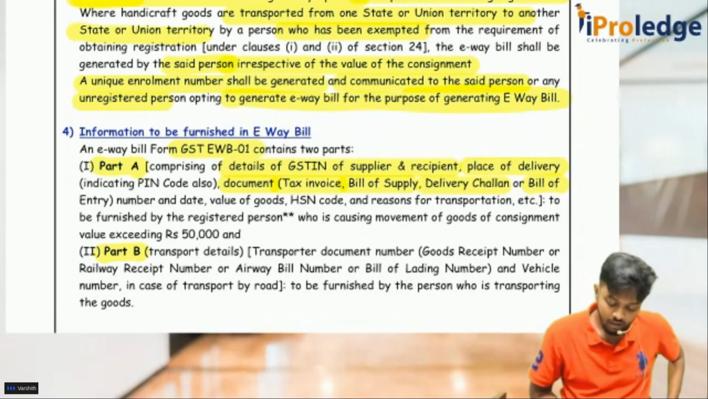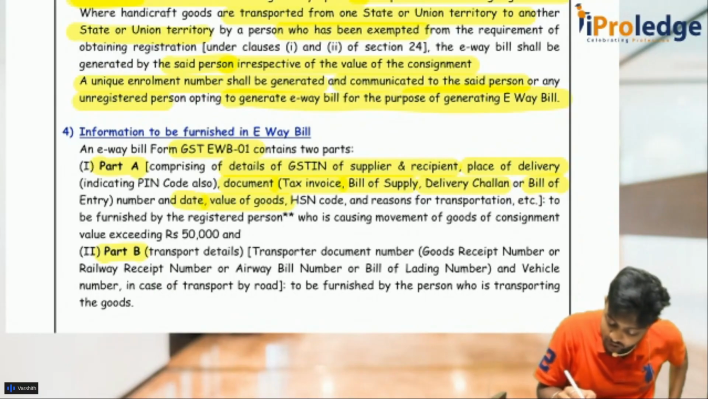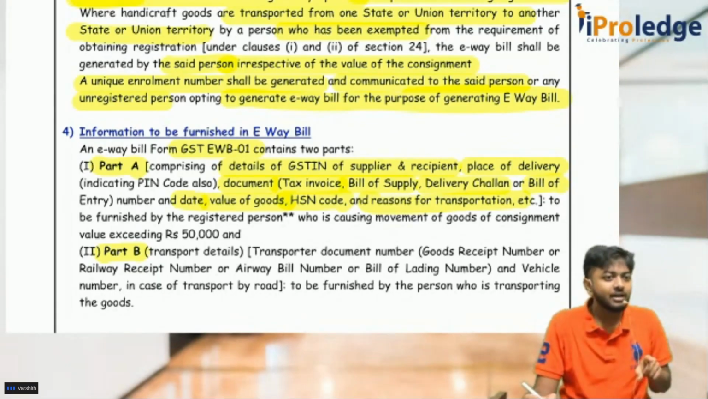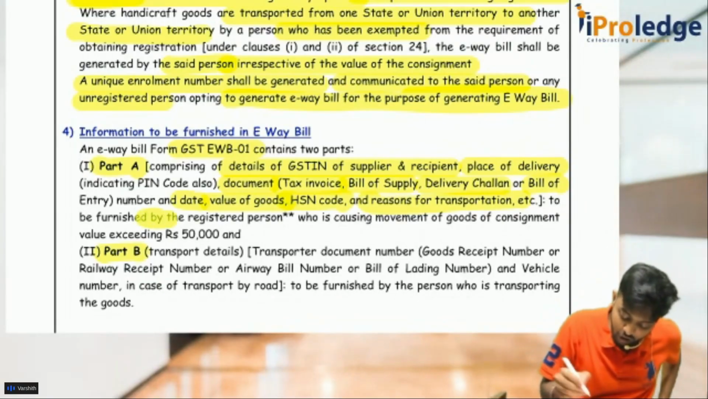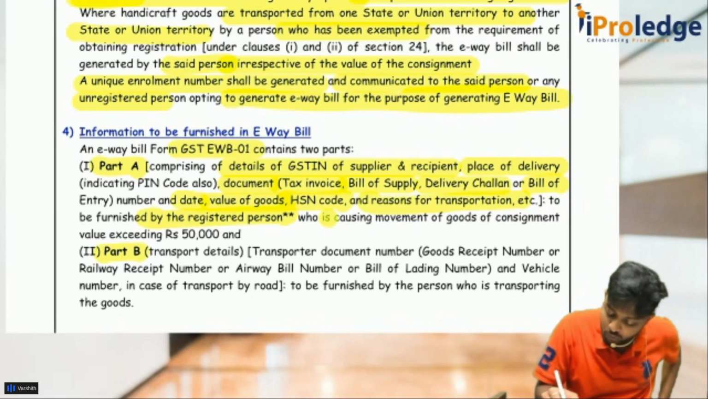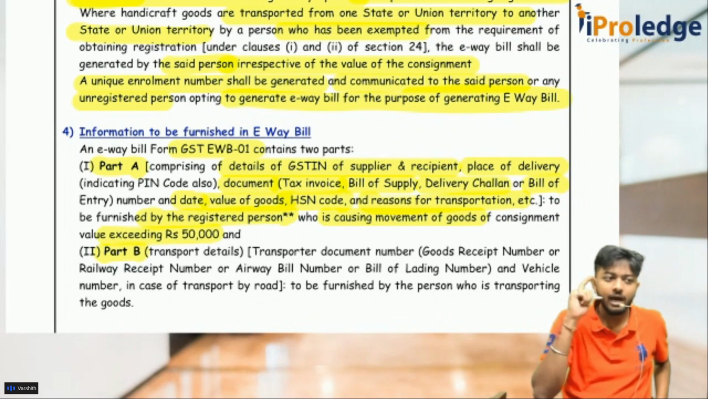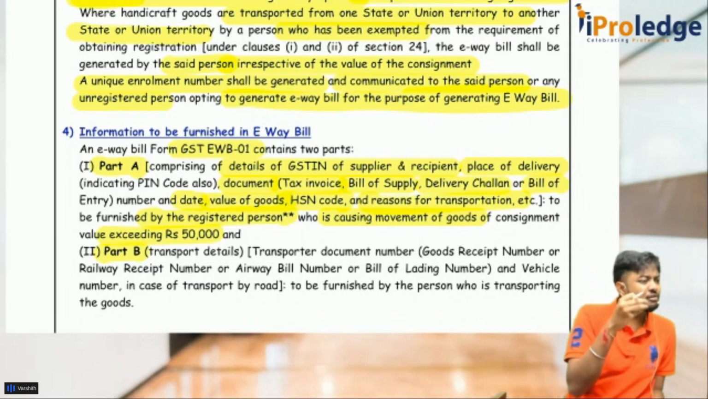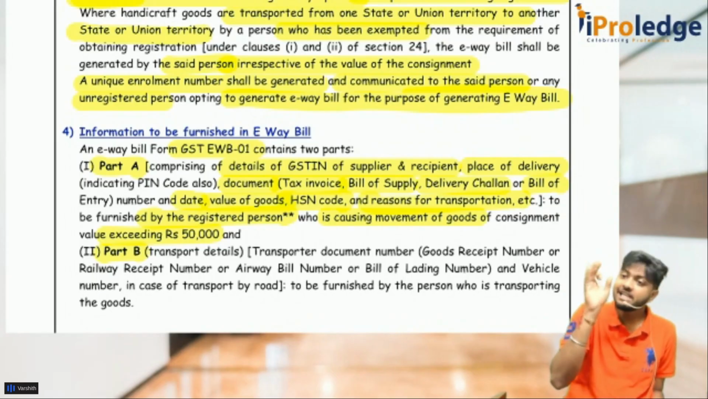Then what else? Date, value of goods, HSN code, reasons for transportation. That means you have to tell whether it is for reasons of supply or for reasons other than supply. All that information should be given by a registered person who is causing the movement of goods exceeding 50,000 rupees. All that information you'll give in part A. Then what happens in part B? In part B, nothing else. All the required information we have given in part A only. In part B, only transporter details will be given.